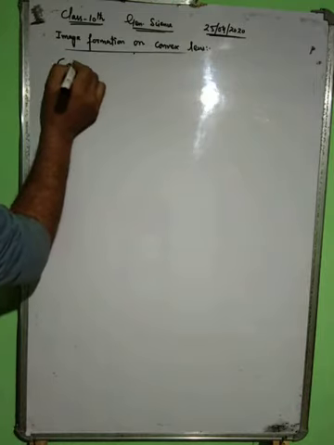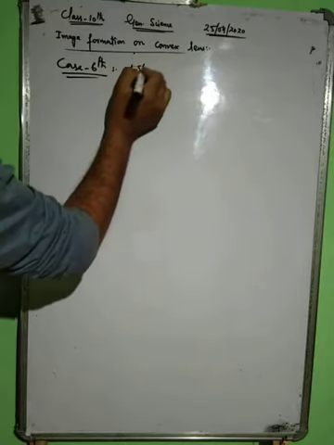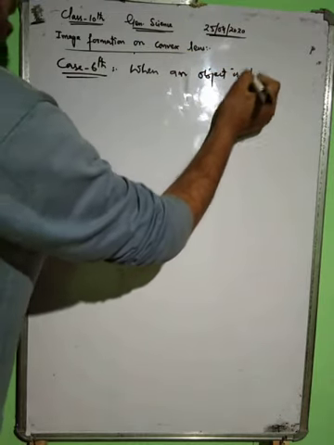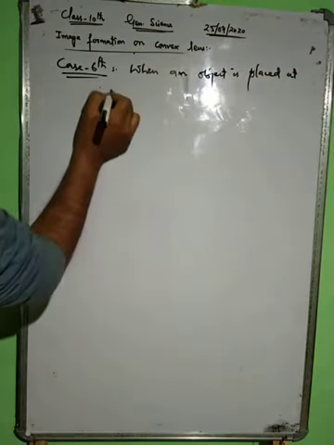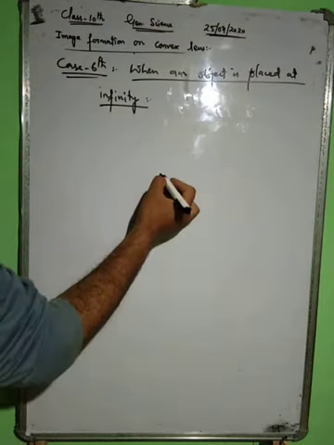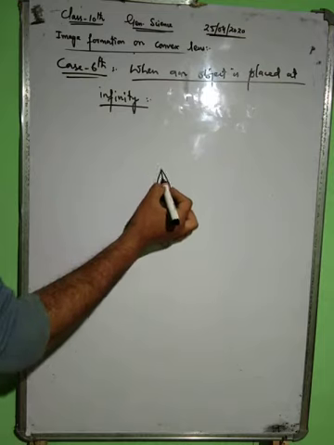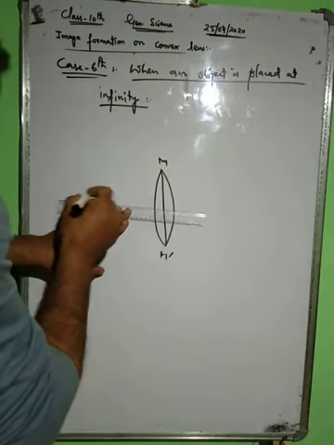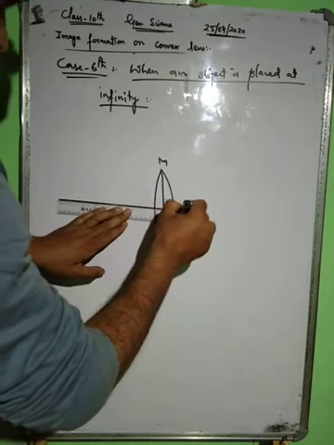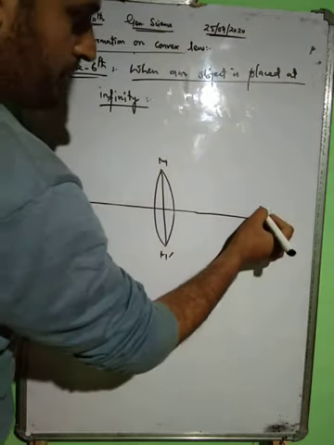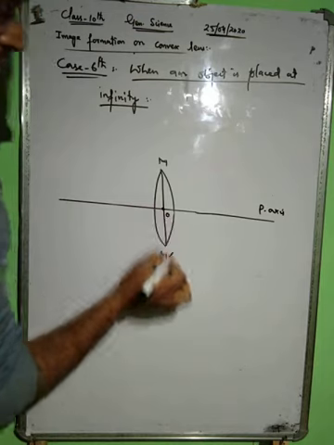Now the last case for the formation of images on convex lens, that is case number 6, when object is placed at infinity. Here we have this convex lens with aperture M M dash. We will draw a straight horizontal imaginary line and pass it through the optical center, called principal axis.